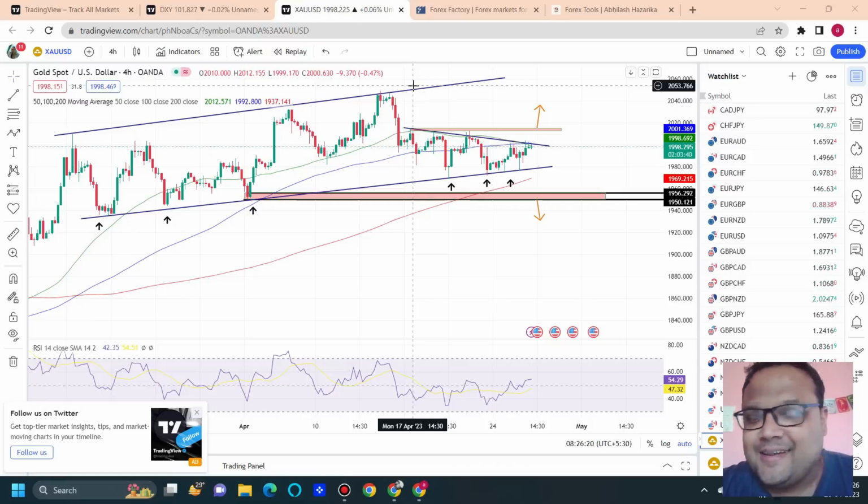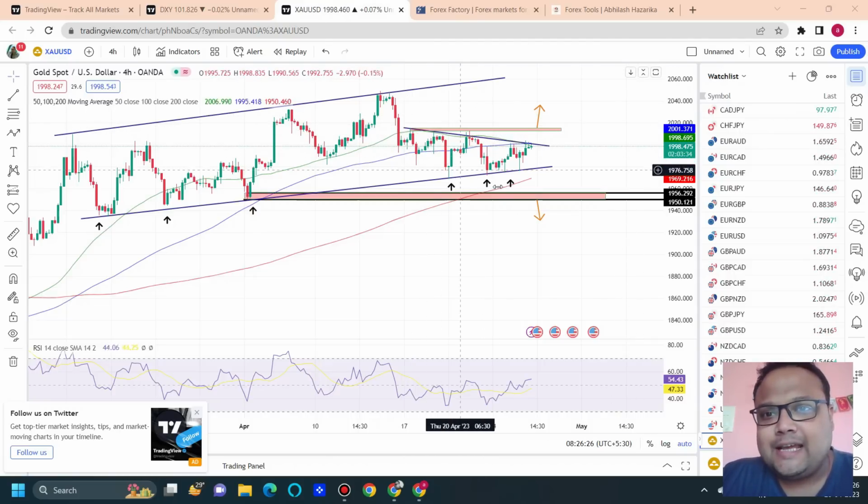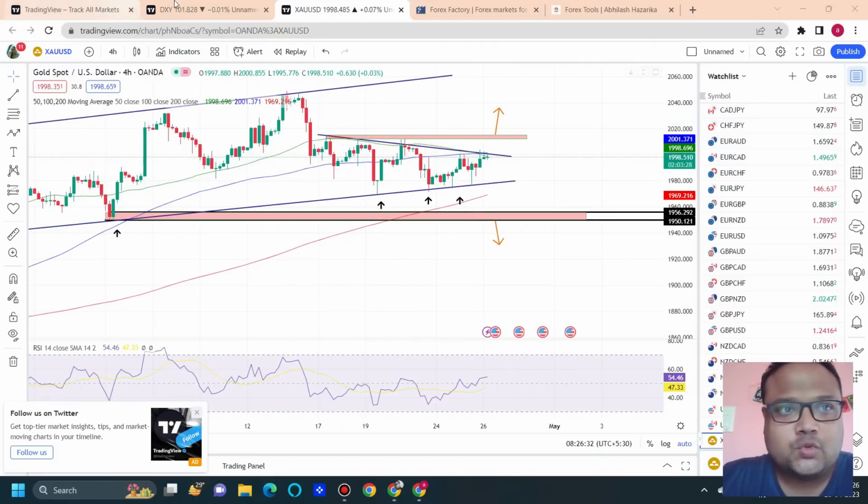So now let's talk about the chart of gold. Right now, as we can see, gold is trading inside a narrow channel, and we can see a clear symmetrical triangle pattern on the chart as well.